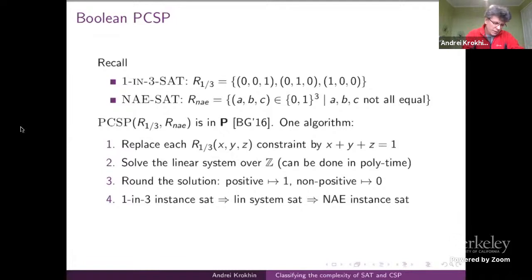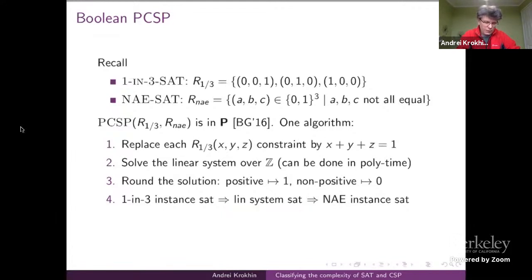And here's the algorithm. You replace every 1-in-3 constraint by a linear equation, x plus y plus z equals 1. That's, of course, a relaxation. You solve the obtained linear system over the integers, which you can do in polynomial time. And then you round your solution for the system: you map all positive things to 1, all non-positive things to 0. If your 1-in-3 instance was satisfiable, then of course this would still be a satisfying solution for the linear system.